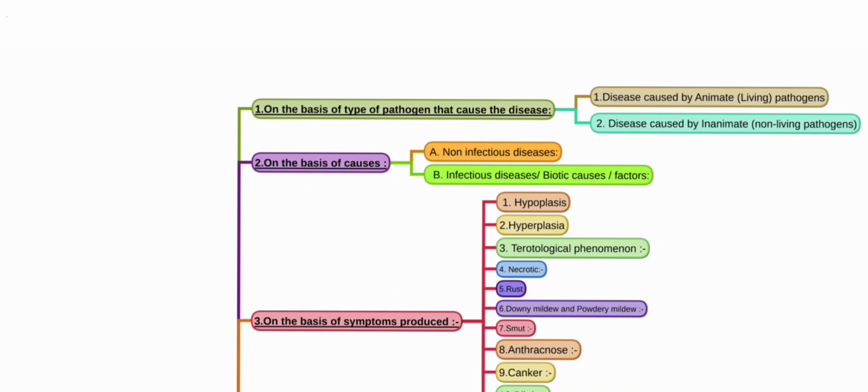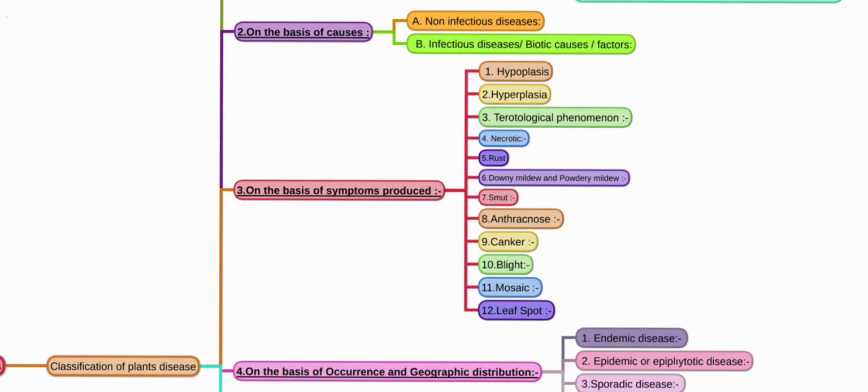And next is on the basis of symptoms produced. First one is hypoplasia, second is hyperplasia, third is teratological phenomenon, fourth is necrotic, fifth is rust, sixth is downy mildew and powdery mildew, seventh is smut, eighth is anthracnose, ninth is canker, 10th is blight, and 11th is mosaic, and last one is leaf spot.